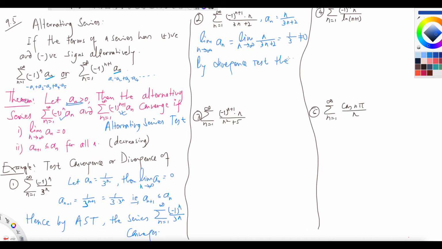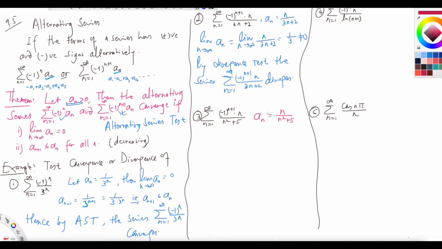the given series, what is our given series? The sum from n equals 1 to infinity of (-1)^(n+1) times n divided by 3n plus 2 diverges. Okay guys, all right, so that's what we get here. And similarly, the next problem that I want to do here is example number 3. Again, what we do, let us suppose that a_n equals n over n squared plus 5.